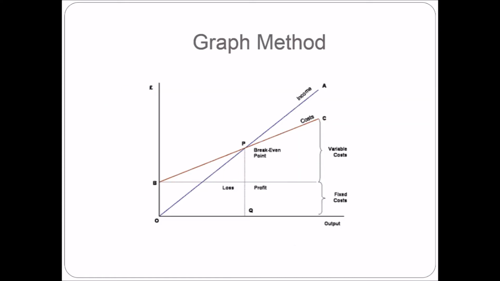The third method is the graph method. The break-even point is the point on the graph where the income line intersects the cost line. This is the point where all costs are covered and a product line starts to accumulate profit as it produces higher quantities of the good. Any production level to the left of the break-even point has the company operating at a loss. Any point to the right has the company turning a profit.